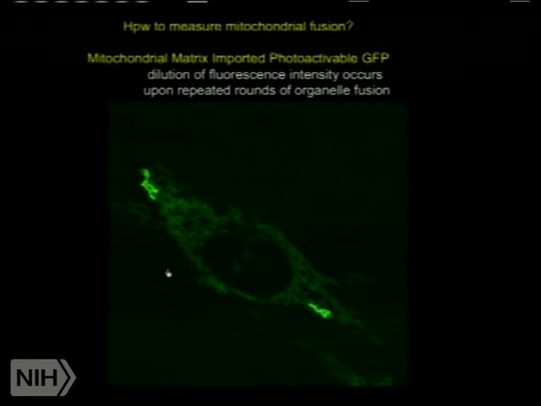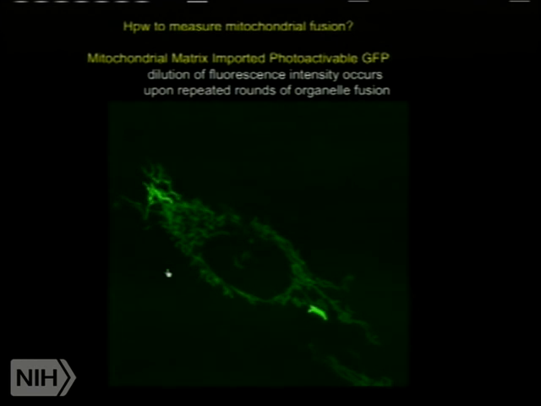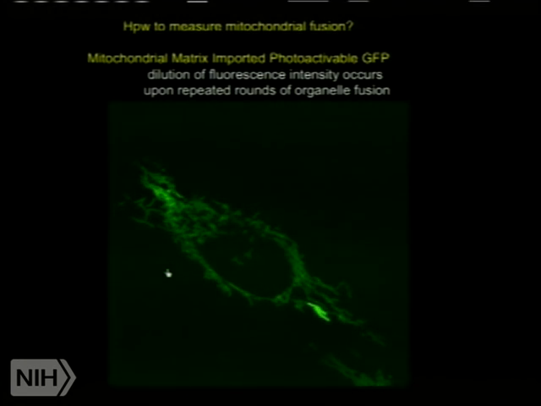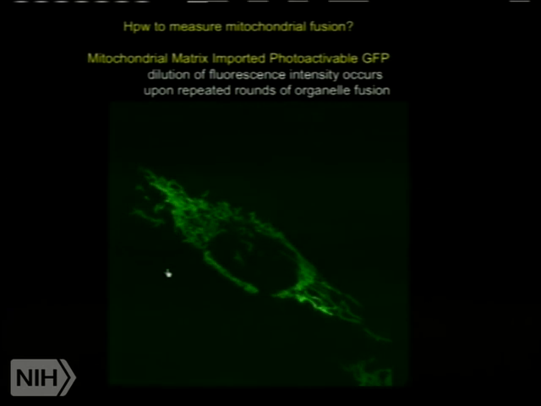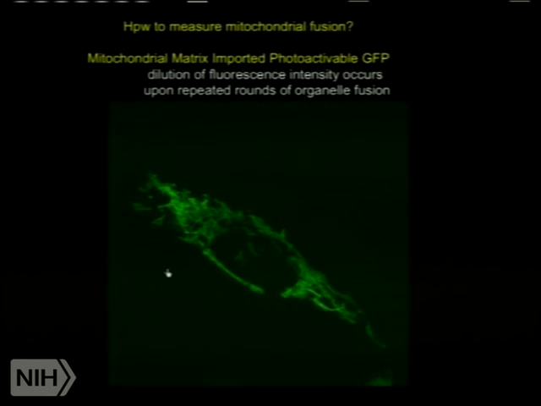So now this is over 30 minutes. So you see the fusion events, and you see it just dilutes out. And down here, you'll see the next one. And then generally in HeLa cells, within 30 minutes, this is equilibrated throughout the entire cell.